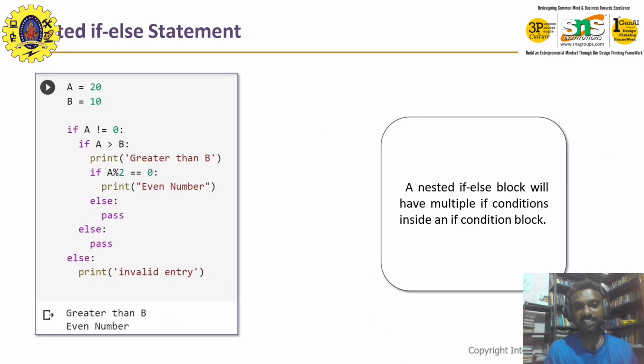The next one is the nested if else statement. A very simple concept. A nested if else block will have multiple if conditions inside an if condition block. See this program again. If a not equal to 0, then it comes to another if condition. This is the reason for the nested if else condition. Nested means we already have an if else condition, and we have included one more if else condition inside the if condition. So that is called nested.